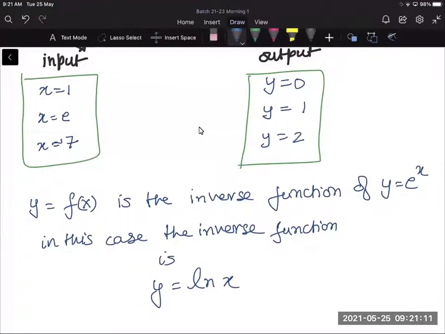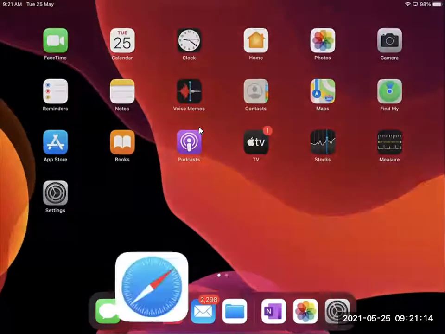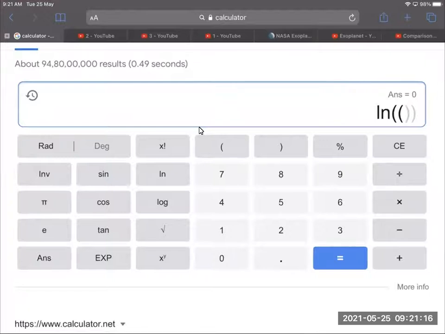ln of e. So ln of e, we should get 1, right? Because e raised to the power 1 was e. ln of e should be equal to 1. And ln of 7.389, sir. ln of around 7 is equal to 2, right? This is well within our approximation.